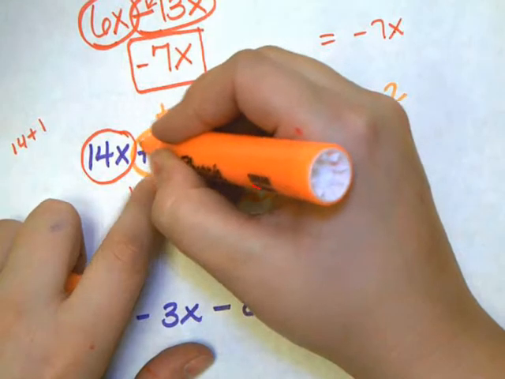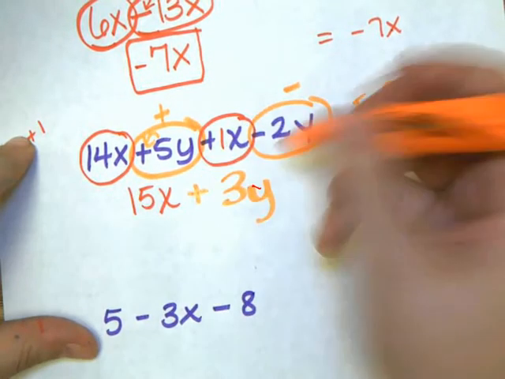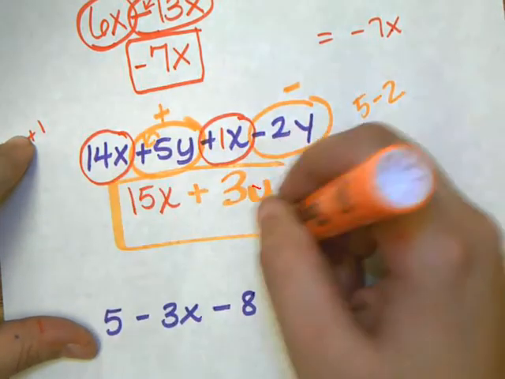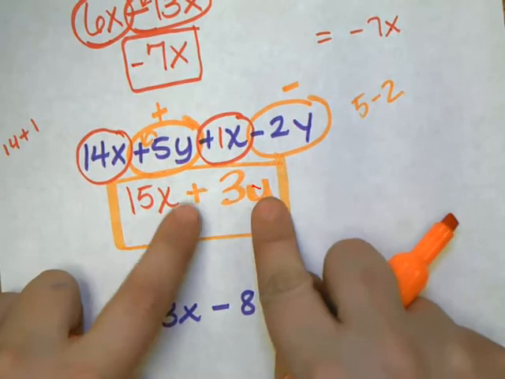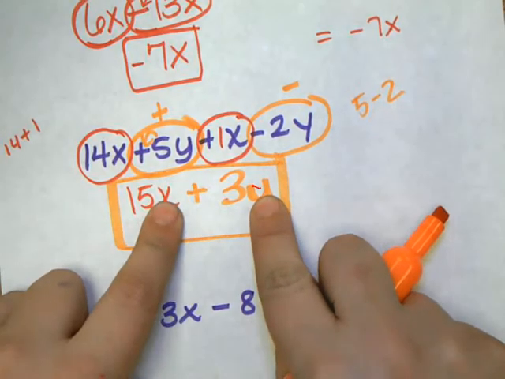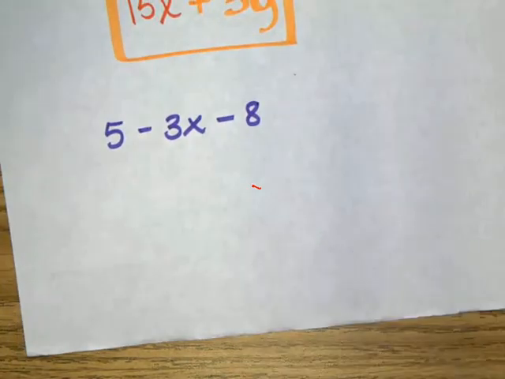Then we look in front of the bigger number. 5 is bigger, and it's positive. So we're going to put plus. And that is our final answer. We cannot go any further because this has a y and this has an x.